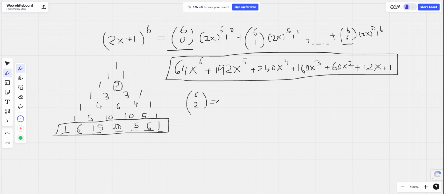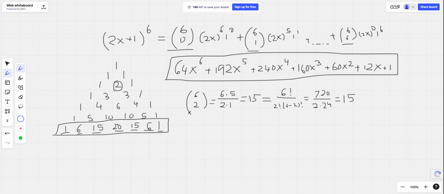By our previous video, we can see that the calculation is 6 times 5, where there are 2 terms on the top because you're choosing 2, over 2 times 1. That's 15. Also, the other definition, 6 factorial over 2 factorial times (6 minus 2) factorial. That's 4 right there. That's 720 over 2 factorial, which is 2, times 4 factorial, which is 24. If you plug that into a calculator, you should also get 15.